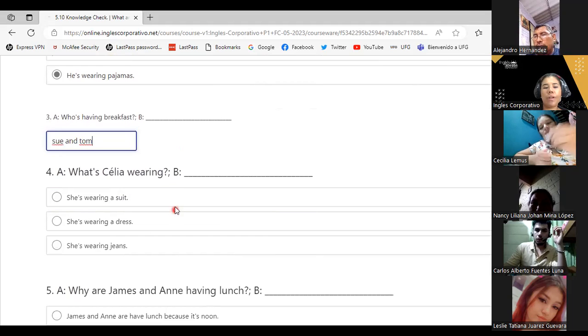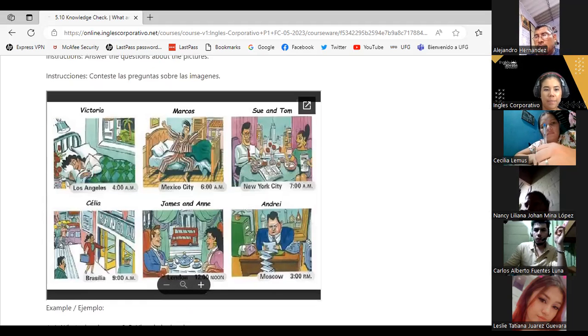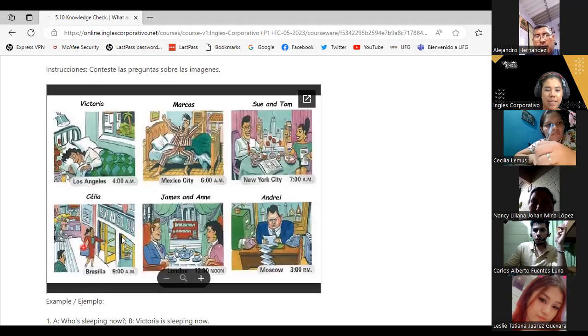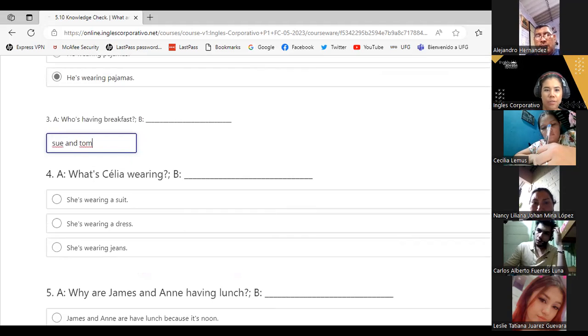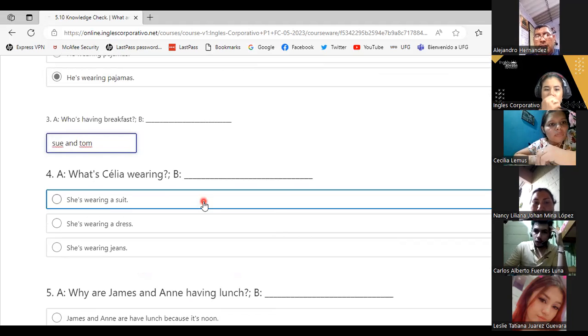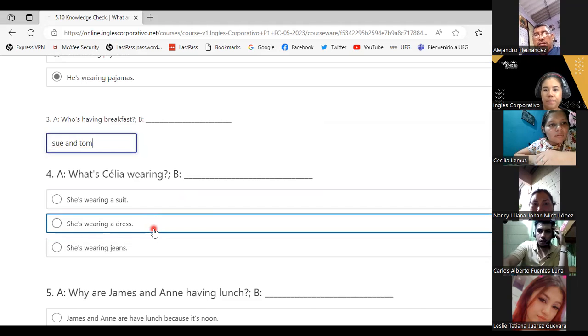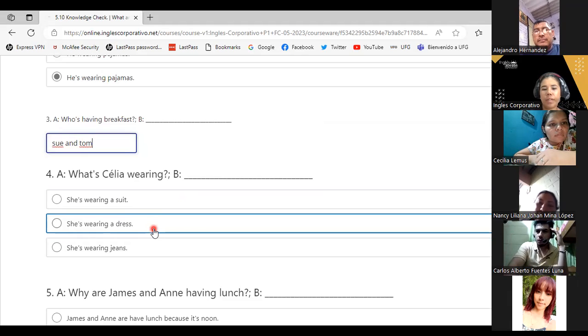What's Celia wearing? Vamos a ver quién es Celia. Celia está por acá. Sí, ¿verdad? Porque creo que Victoria está dormida, entonces Celia es ella. ¿Y Celia qué está vistiendo, amigos? Ropa formal. ¿Será un suit o será un dress? Dress. She's wearing a suit. Suit puede ser también. ¿Qué ponemos? Suit or dress? Un dress.